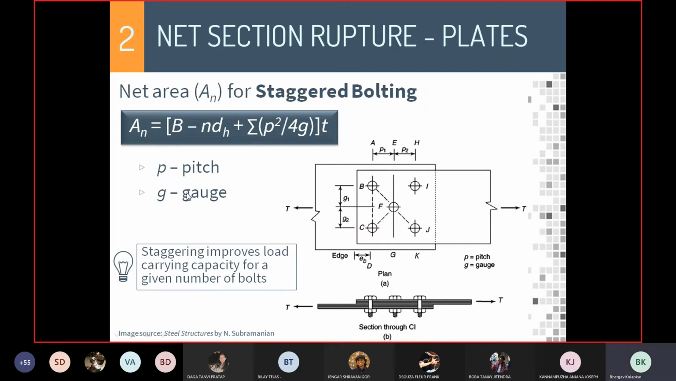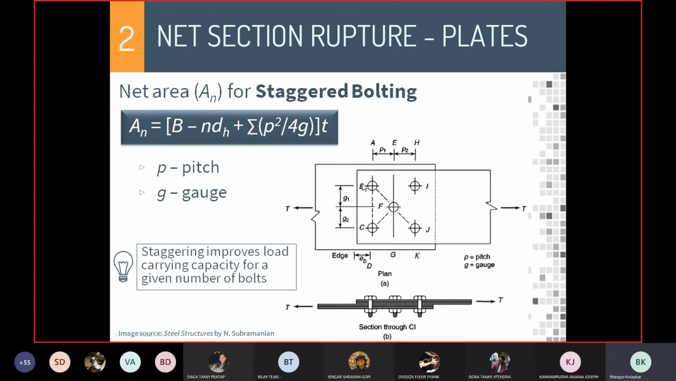And then there are other notation terms as well. For example, the distance between the center of the bolt and the nearest edge is called edge distance. This is good to know. So this is pitch, this is gauge, this is edge distance.